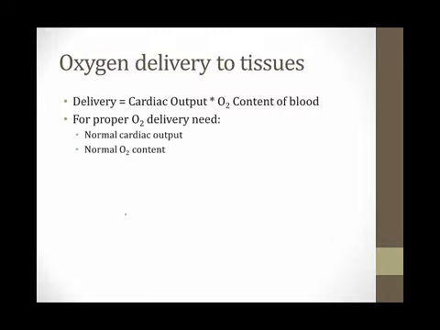As you know, tissues in the human body require an adequate supply of oxygen in order to survive. And the amount of oxygen that is delivered to our tissues depends on the cardiac output, in other words, how much blood flow goes to the tissues, and also on the oxygen content of the blood that's going to the tissues. So in order to have proper oxygen delivery to tissues, you need both a normal cardiac output and a normal oxygen content of the blood.